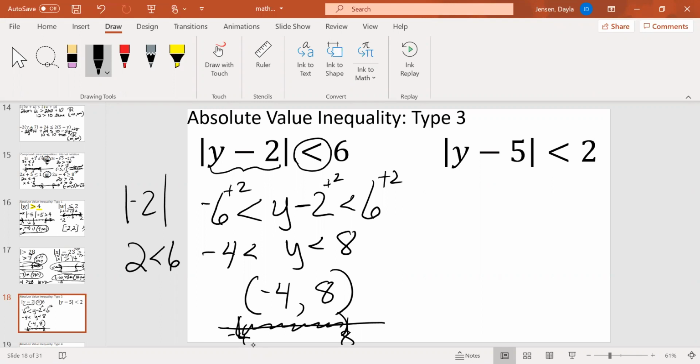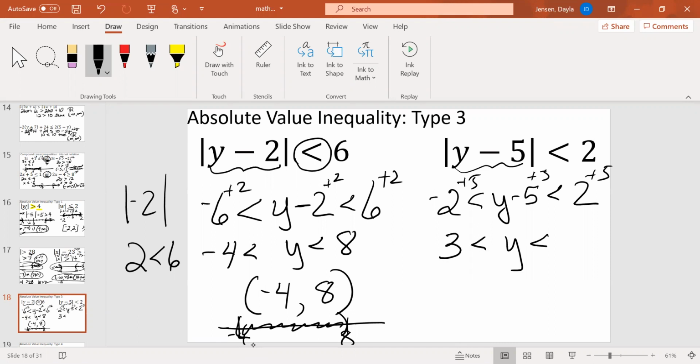Same thing over here, whatever y minus 5 is, it's less than 2 units away from 0. So I'm going to put y minus 5 in the middle. And I know that y minus 5 is between negative 2 and 2. So add 5. This one's just like the other one. Add 5. So 3 is less than y is less than 7. And put it in interval from 3 to 7.